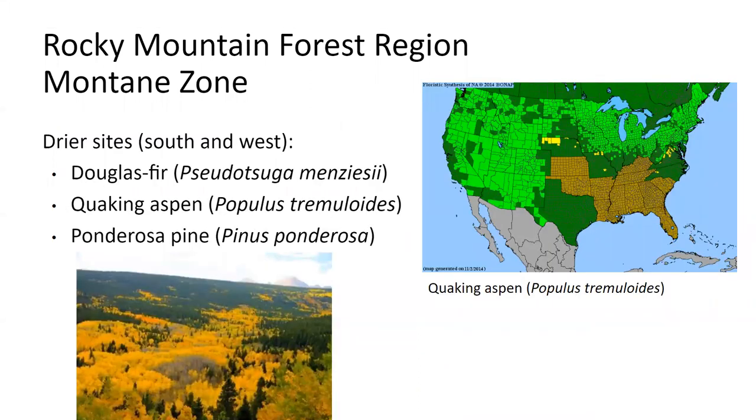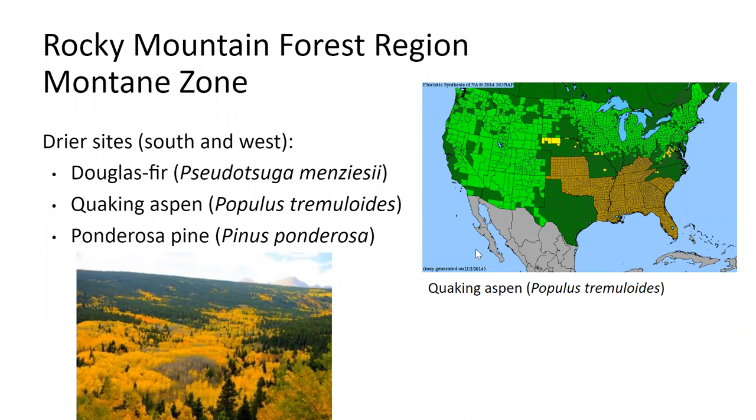The drier sites, right? So in looking at the montane zone, thinking about the Rocky Mountains, the drier sites are going to be towards the south, and also towards the west. And so these stands include Douglas fir as a main component, also quaking aspen, Populus tremuloides, which we learn in lab, and also ponderosa pine, Pinus ponderosa, which we know can tolerate some of the driest conditions that still result in trees.